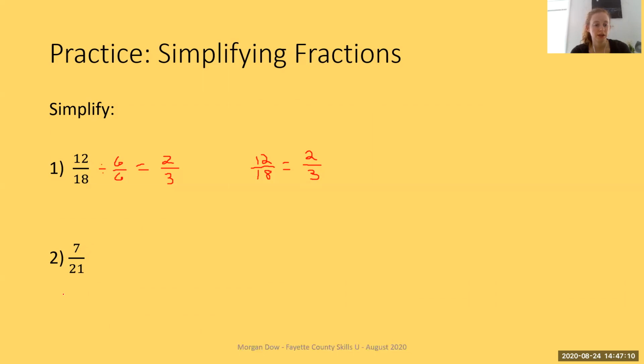All right, number 2, 7 and 21. What is the GCF of 7 and 21? It's 7. So we're going to divide the top and the bottom by 7. So our reduced fraction will look like 1/3, 1 out of 3. So we just showed that 7 out of 21 is equivalent to 1 out of 3.